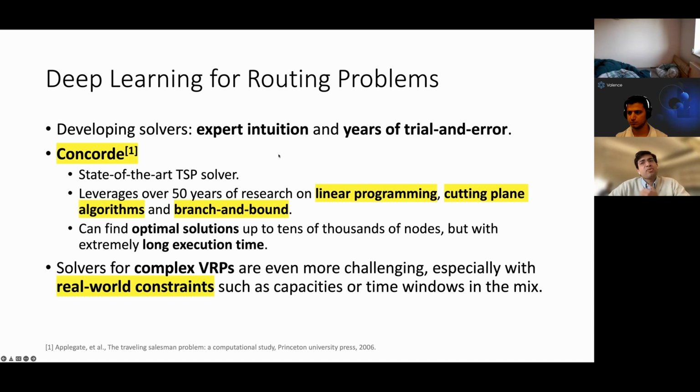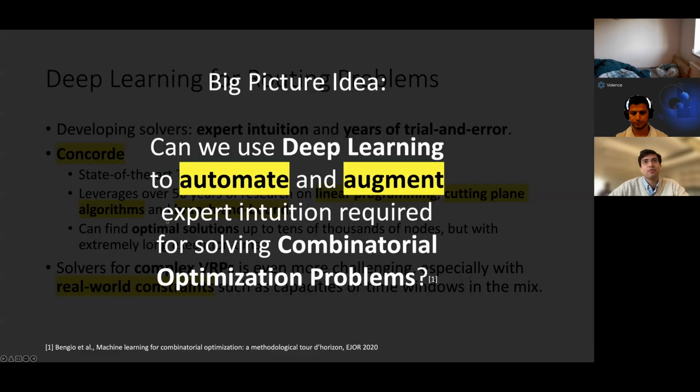Now, what I'm trying to say here is that for even more complex vehicle routing problems with real-world constraints, it's complex to come up with good solvers every time. And that's where we have this big picture idea: can we use deep learning to automate and augment some of this expert intuition, which is required for solving combinatorial optimization problems? And there's a very nice survey from Mila on this broader topic.